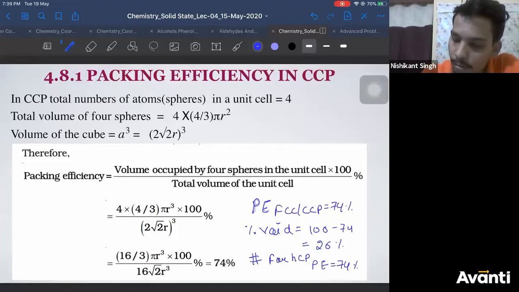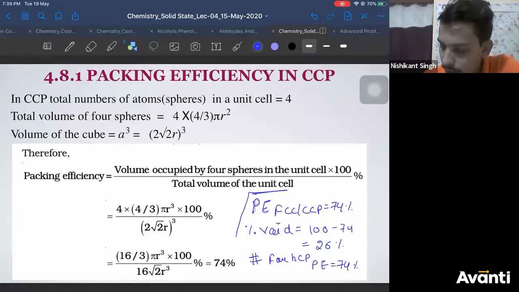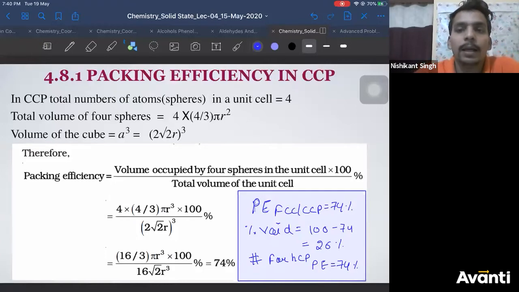So let me just put it in a box. Yes. Anybody having any doubt in packing efficiency of CCP or FCC, guys, please ask. So I don't see any.